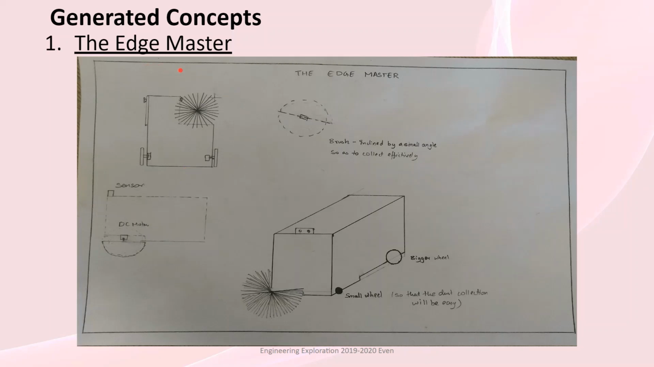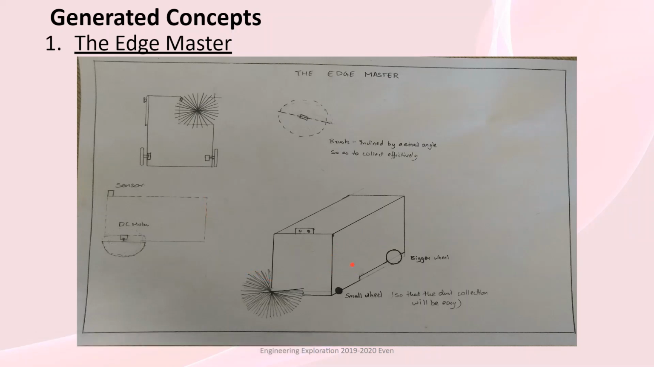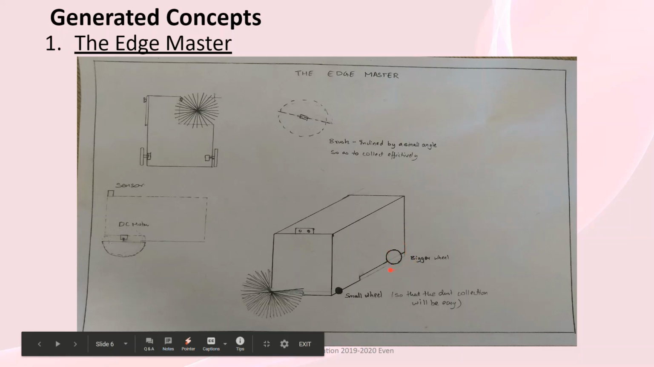As the name suggests, Edge Master will be used not only on the edges but also on the normal floors. Here, the cleaning will be facilitated with the use of a circular round brush. The brush will pull in the dust and store it inside this particular container. The detection of obstacles will be done with the help of an IR sensor situated on the head. The motion will be with the use of wheels.